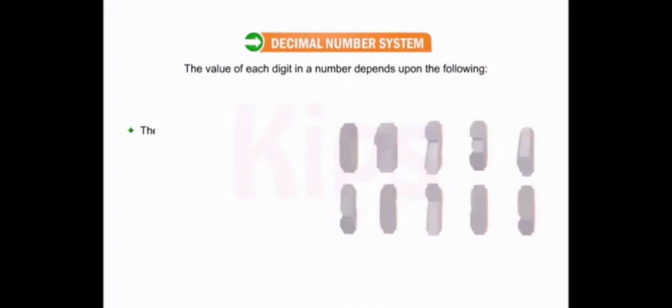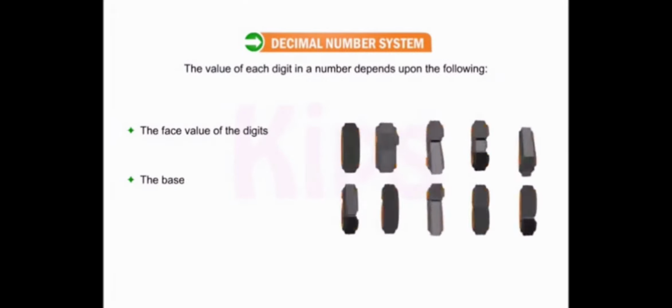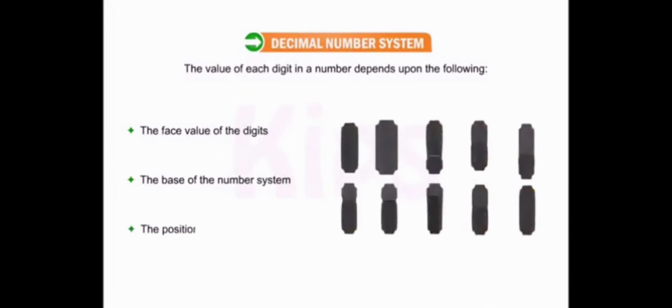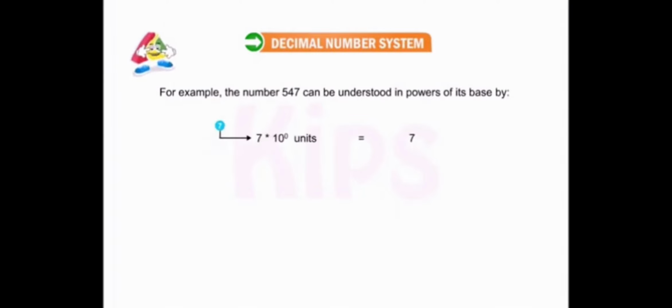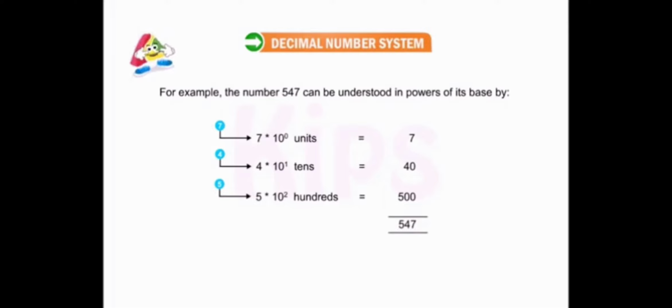The value of each digit in a number depends upon the following: the face value of the digit, the base of the number system, and the position of the digit in the number. For example, the number 547 can be understood in powers of its base. 7 into 10 to the power 0 in its units place gives us 7. 4 into 10 to the power 1 in tens place is 40. And 5 into 10 to the power 2 in hundreds place is 500. When we add this up, we get a total of 547.